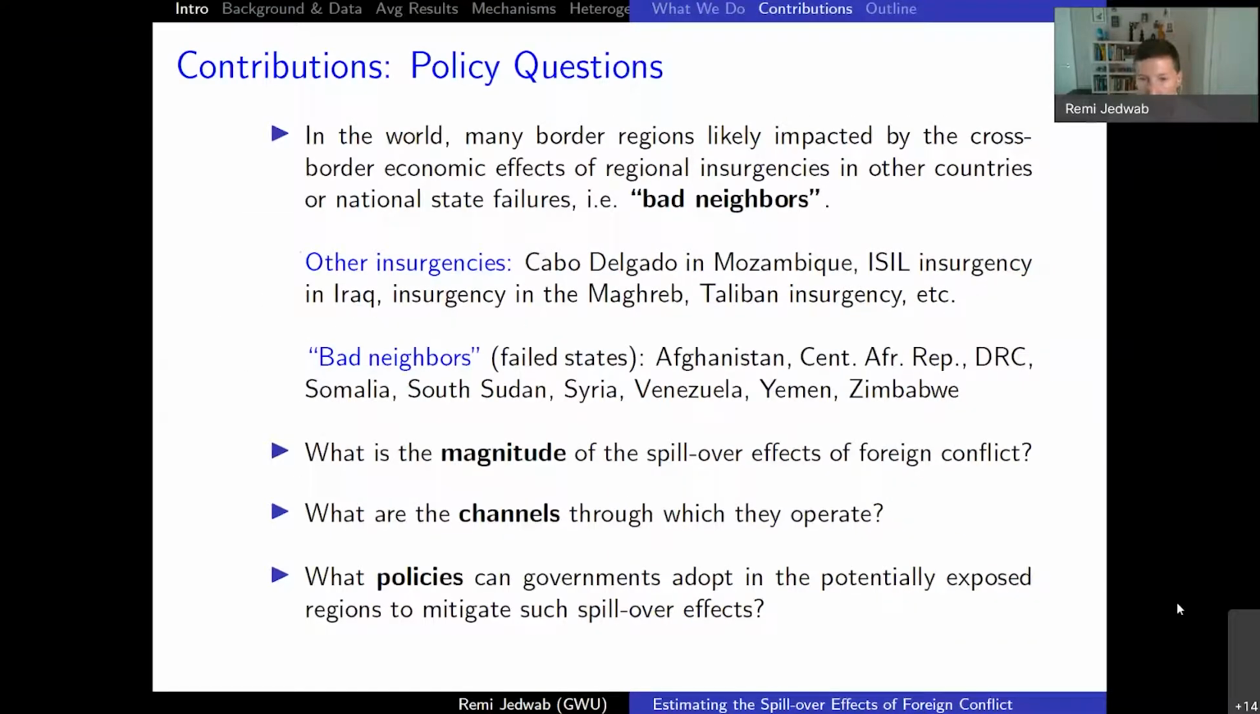The policy question here is that many border regions in the world are likely impacted by the cross-border economic effect of insurgencies or state failures in neighboring countries. You can think of bad neighbors, and there are a lot of examples in Africa. The questions here are: what is the magnitude of the spillover effect of foreign conflict? What are the channels through which it operates? And what policies can governments adopt in the potentially exposed regions to mitigate such spillover effects? If you're close to Venezuela, what do you do in your border regions? If you're close to the Central African Republic, what do you do in your border regions?